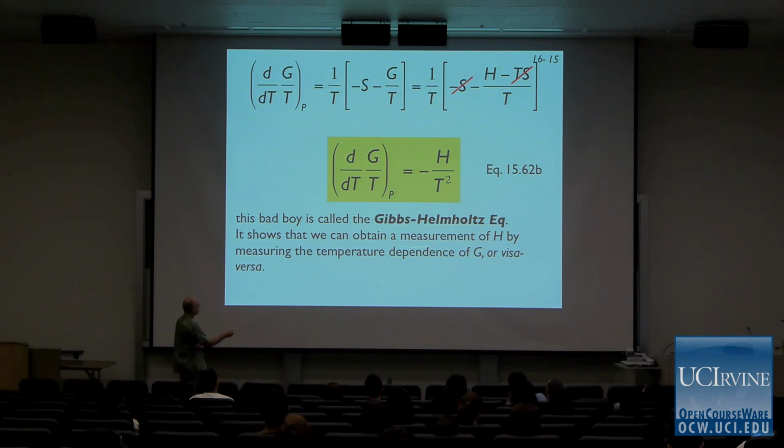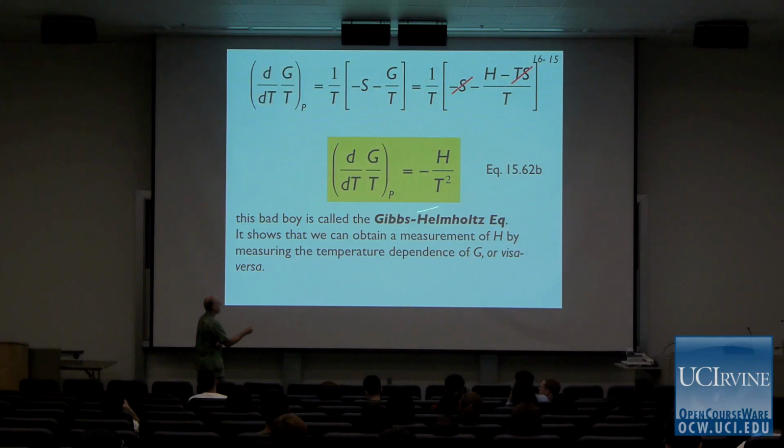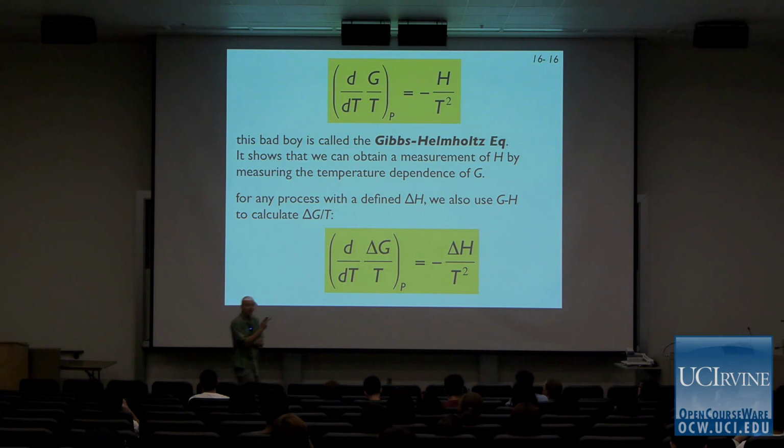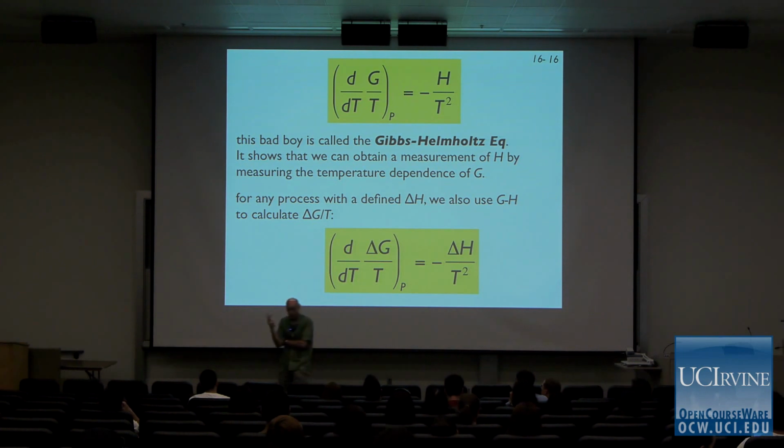It allows us to make a measurement of H and derive information about G from that. And in the laboratory, that turns out to be a convenient way to make this measurement. So this equation is an important one. It's called the Gibbs-Helmholtz equation. So there are really two equations that pertain to the temperature dependence of the Gibbs energy: dG/dT, which is just minus S, and the Gibbs-Helmholtz equation. Two equations that talk about the temperature dependence of G.